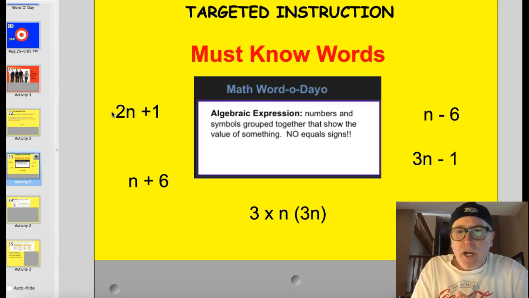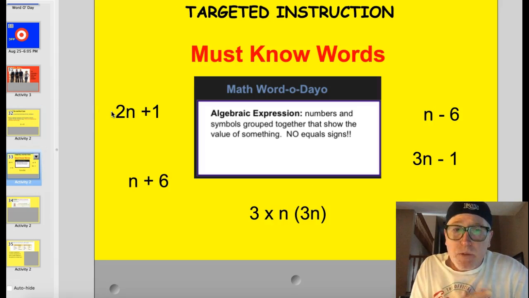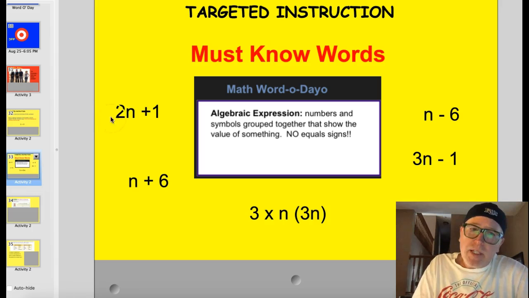All right, here are must-know words. Algebraic expression is the word tonight. We've talked about it a number of different times. It is a combination of symbols and numbers that are grouped together that show the value of something. There are no equal signs. This is 2n plus 1. This is 2 times a number plus 1. This would be a number plus 6.